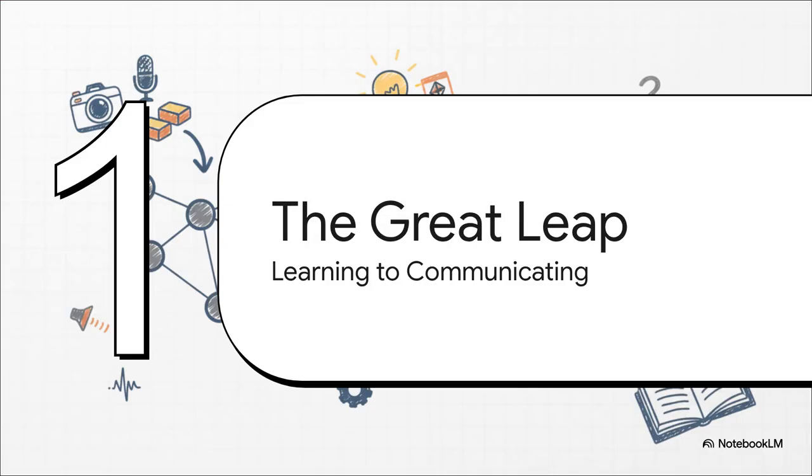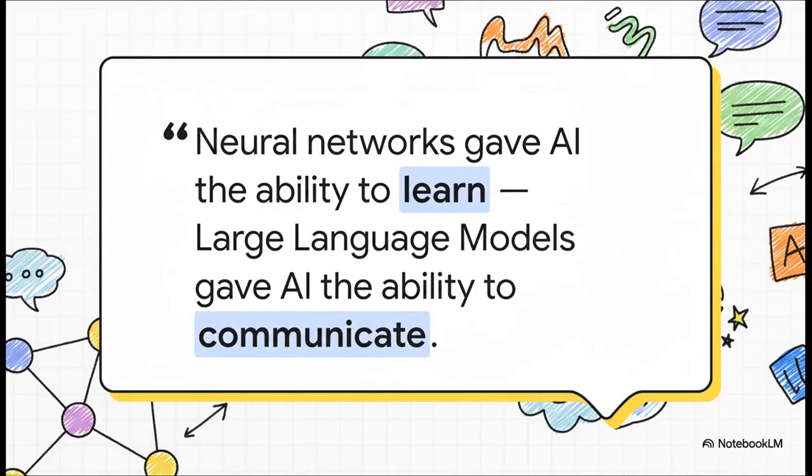So, let's wrap this all up. What's the big leap here? What does this jump from a simple pattern matcher to a complex communicator really mean for AI? I think it all comes down to this one idea. Neural networks gave AI the power to learn, but large language models gave AI the power to communicate. And that shift, from just learning to actually communicating, is one of the biggest changes in technology we've ever seen.